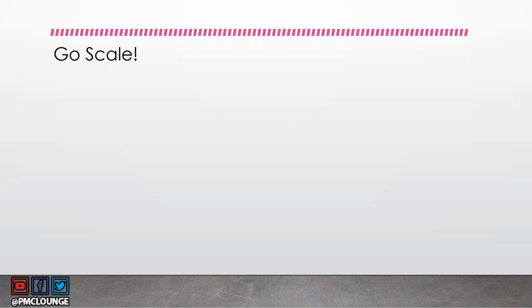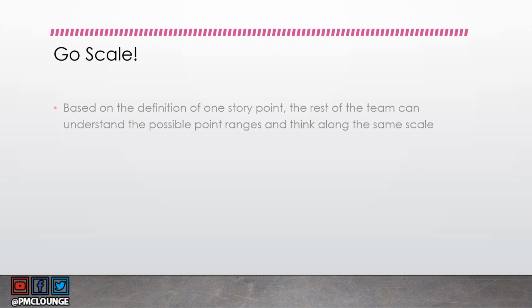So now that you have the one story point baseline, right? The definition of one story point that's jotted down, an agreed upon baseline. The rest of the team can now understand the possible point ranges and they can think along the same scale, because now they understand what one story point means, what is the kind of effort one story point represents. So now they will be able to see what 3 story points really mean or what 7 story points really mean.